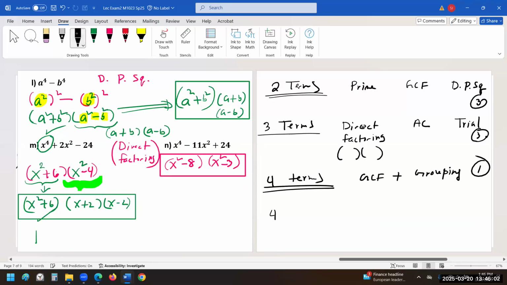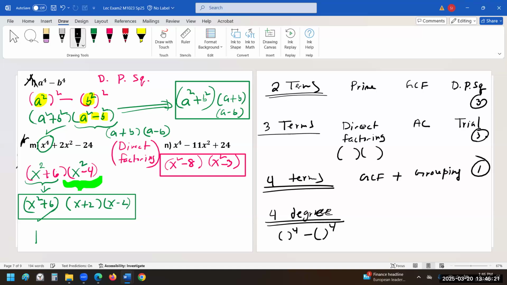And then we have fourth degree. Fourth degree, like something to the 4 minus something to the 4, this format, or the other method, either this or that. So we see fourth degree has 2 things: either it's a difference of perfect squares or it's direct factoring, right? The first one is a difference of perfect squares. The bottom 2 are direct factoring. So 2 choices. I'm going to get 2 from here.